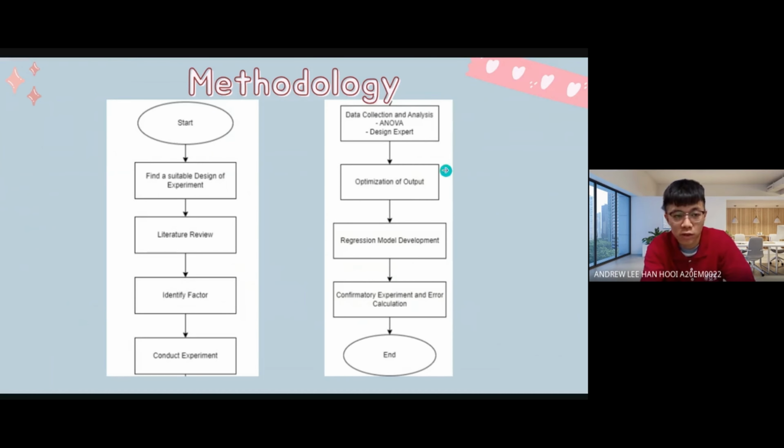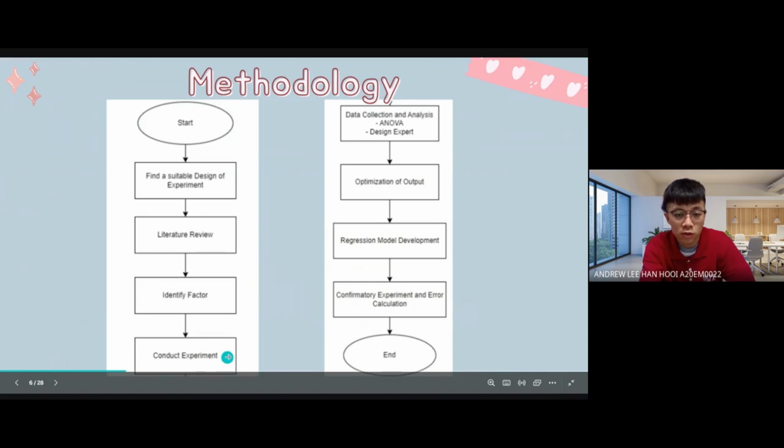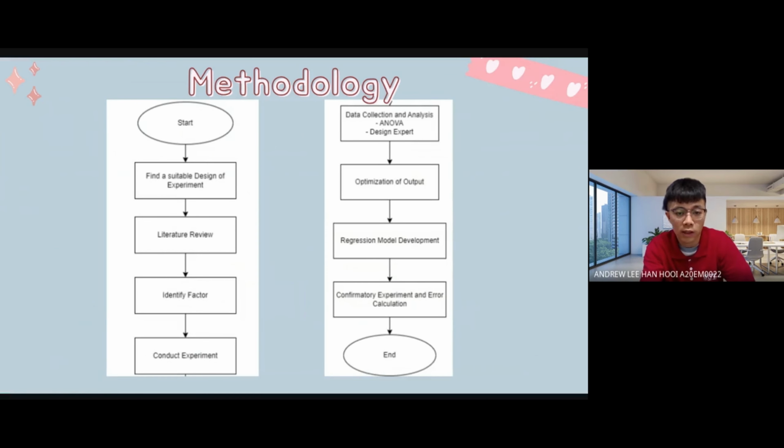For the methodology of this project, we start from finding a suitable design of experiment. Then we go for the literature review, identify the factors, and conduct the experiment. The data collection and analysis will use ANOVA and Design Expert, and we go on to the optimization of output, then regression model development, and then confirmatory experiment and error calculation.